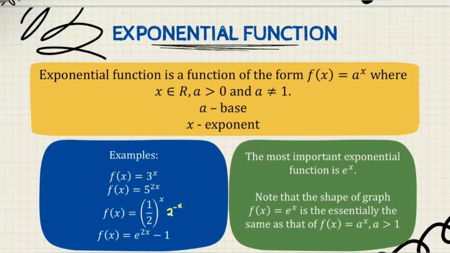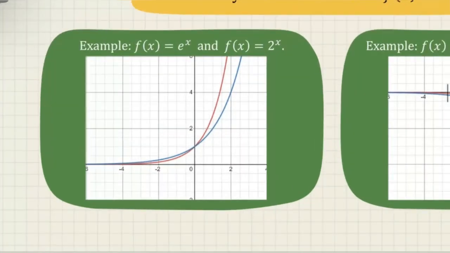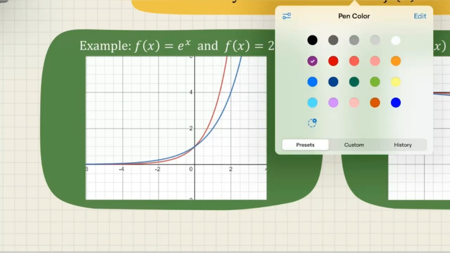And here note that the shape of the graph untuk e power of x is essentially the same as the function of a to the power of x. Bentuk dia akan jadi bentuk yang sama sahaja. So saya tunjukkan kedua-dua bentuk tersebut. Shape of the exponential functions. So let's start dengan yang pertama ini. Example kepada e power of x dan juga f(x) equals to 2 power of x. So kalau kamu perhatikan shape kedua-dua function ini sama. So mana satu e power of x, mana satu 2 power of x.